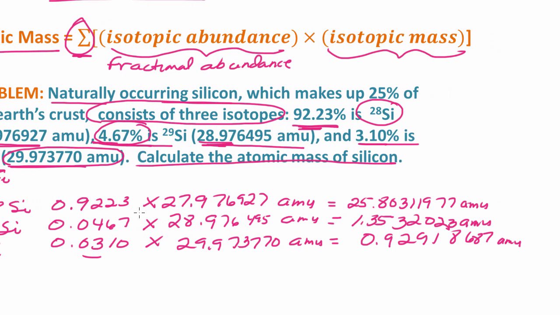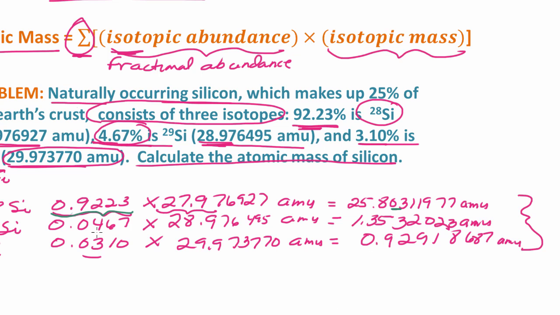Okay, so we've taken the fractional abundance multiplied by the isotopic mass for each one, and then we sum them together, just like this equation tells us. Before we do that, what we have to do is figure out our significant figures. So here we have 4, and here we have 2, 3, 4, 5, 6, 7, 8. So this answer here can only have 4 significant figures.